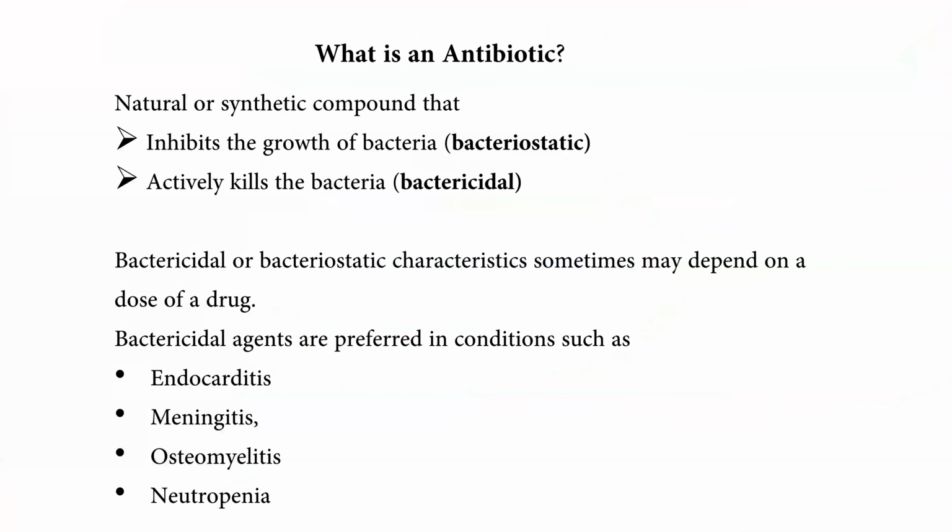So what is an antibiotic? It's a natural or synthetic compound that can inhibit the growth of bacteria, and that property is called bacteriostatic, or actively kills the bacteria, and that property is called bactericidal. Bactericidal or bacteriostatic characteristics sometimes may depend on the dose of a drug. Bactericidal agents are mostly preferred in conditions such as endocarditis, meningitis, osteomyelitis, or neutropenia, in particular due to the seriousness of the disease.